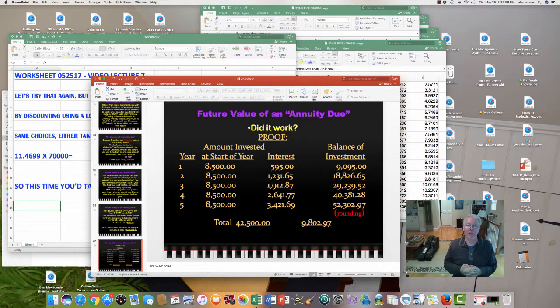This time, our money in year 1 is going to work for us, $8,500, and the first year's interest is accruing as we go. By the end of the year, therefore, we have $9,095. Then, on the first day of the second year, we put in $8,500, the second amount. So $9,095 that we ended last year with, plus $8,500 starting year 2, we generate a lot more interest, $1,231.65.